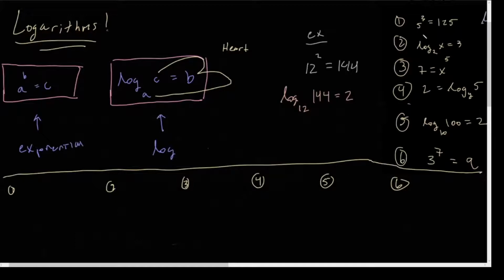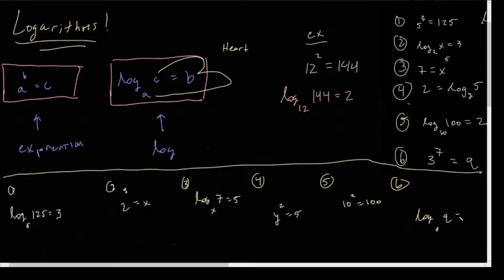Alright, so 5 cubed equals 125. This would be log base 5 of 125 equals 3. 2 is 2 to the power of 3 equals x. 3 is log base x of 7 equals 5. 4 is y squared equals 5. 5 is 10 squared equals 100. And 6 is log base 3 of q equals 7.